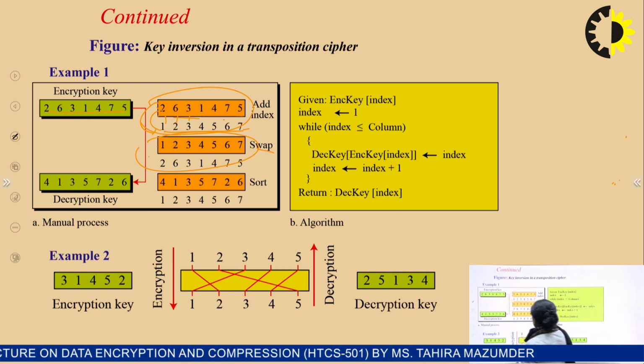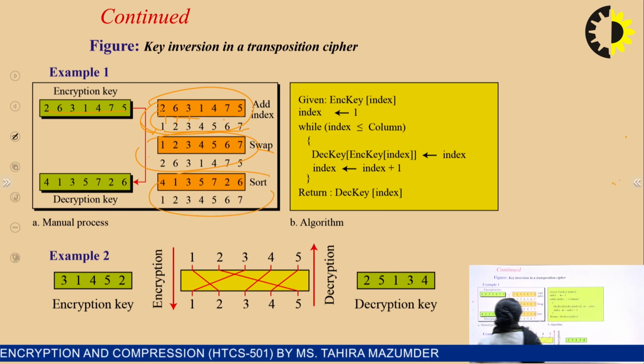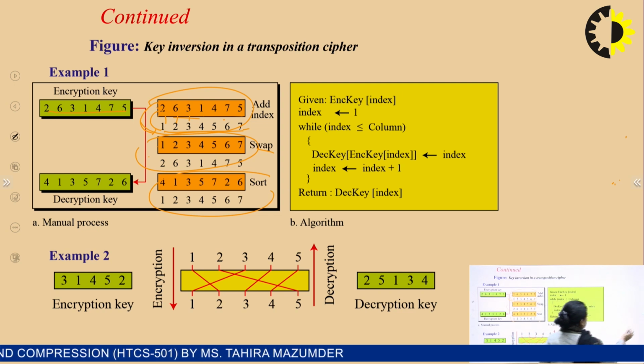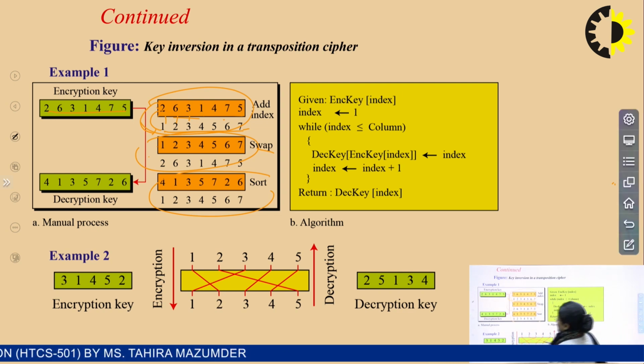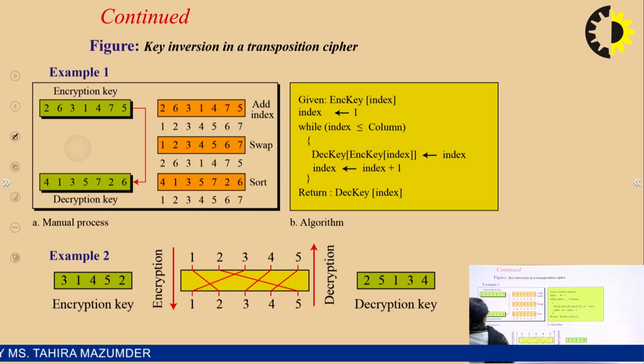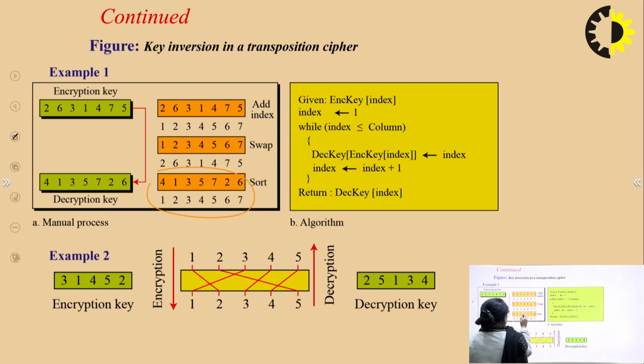And once this is done, the next step is sorting. Let me erase the whole thing. In sorting, we sort on the basis of index. So the first thing is 1. What is the pair for 1? The pair for 1 is 4.